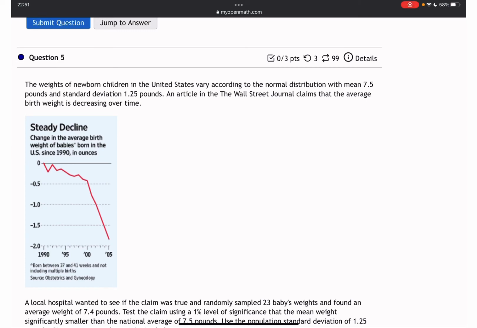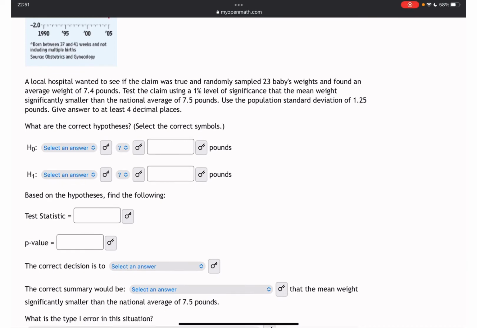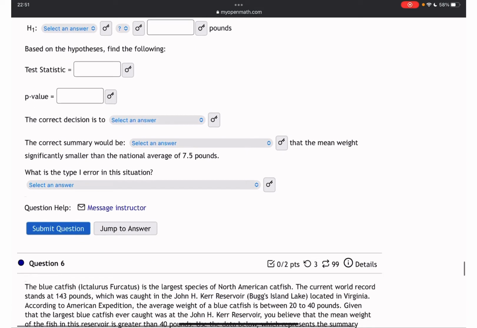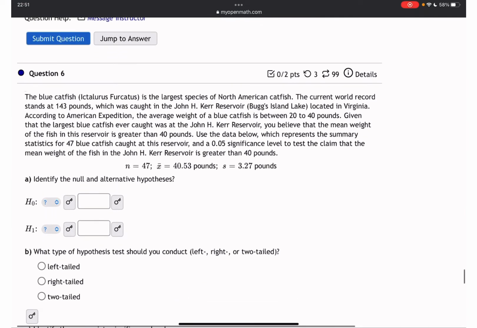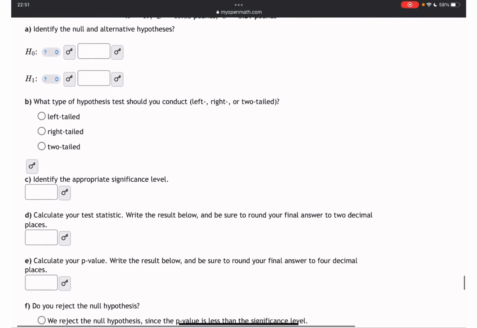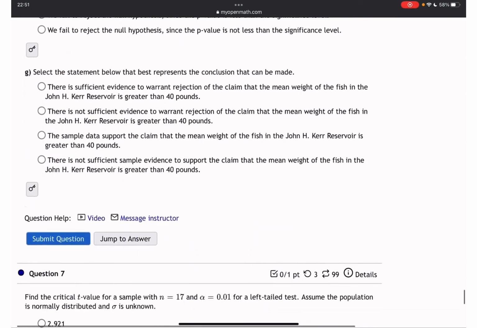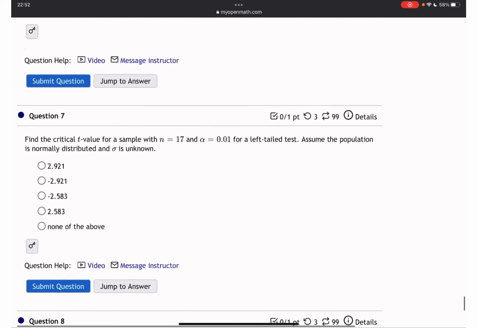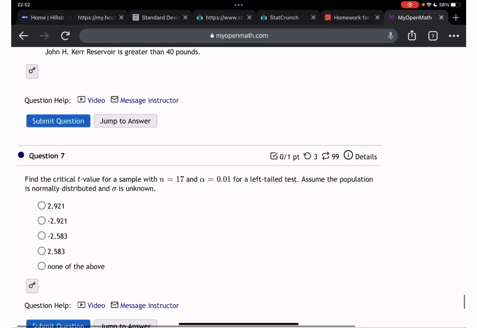And question number 5. It's similar to number 4, actually. See how many pounds, test statistics, p-value, and draw conclusion, and so forth. And the same way is question number 6, significance level. Yeah, it's the same thing. What is 7? Find critical t-value. Okay, we will do question number 7.